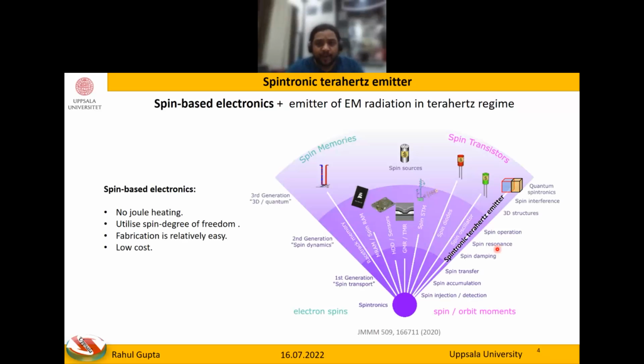And why is spintronics, spin-based electronics, important? Because, as you all know, it does not involve any Joule heating. It employs the spin degree of freedom, so it can be fabricated easily, and it also has low cost. If you see this diagram, it has several applications like GMR, racetrack memories, and also transistors. So today I will talk about the terahertz emitter, which uses the spin degree of freedom.